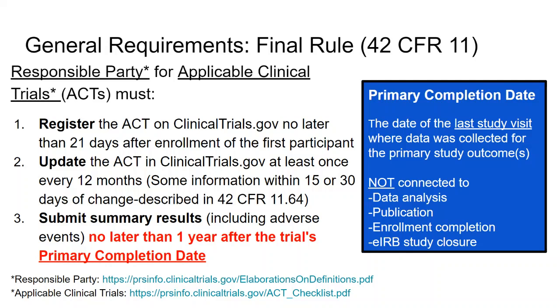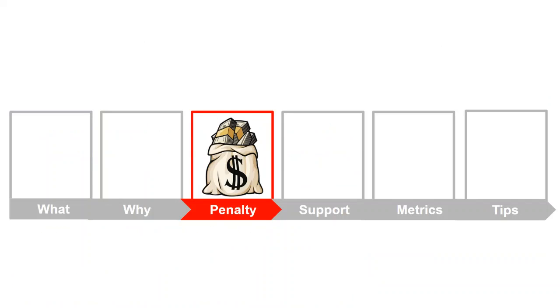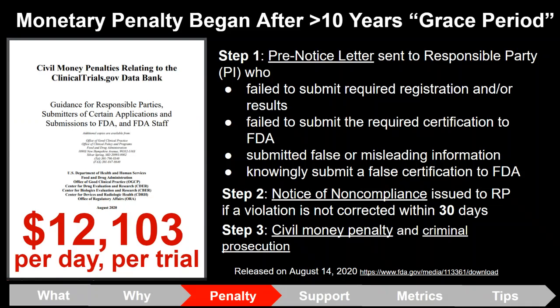When you change the primary completion date, like backdate it to, say, January 2020, the record immediately becomes non-compliant, because remember, results are due 1 year from the primary completion date. So this is very important. And suddenly your trial is facing serious consequences and penalties. Many of you are already aware that there are financial penalties for non-compliance.